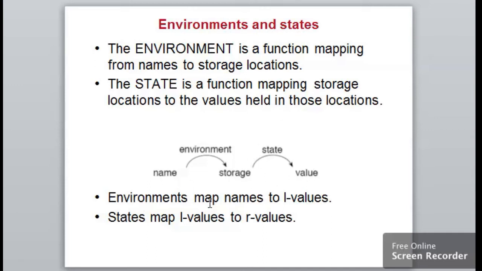So an environment maps names to L values, and states map L values to R values, where the L value means the address of the data location, so obviously it's a storage location, whereas the R value represents the contents of that data location. So we are mapping the address to the content, and that represents the L values to the R values.